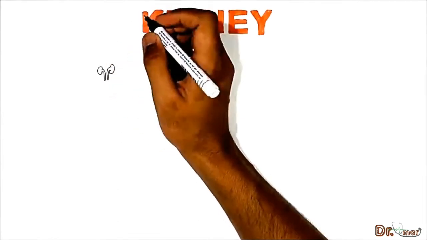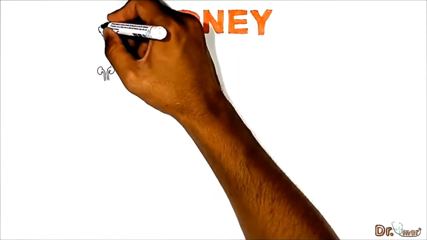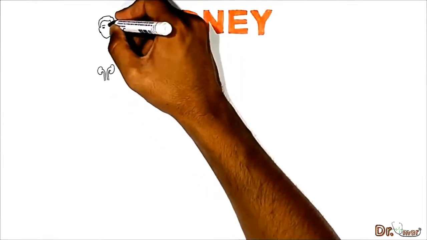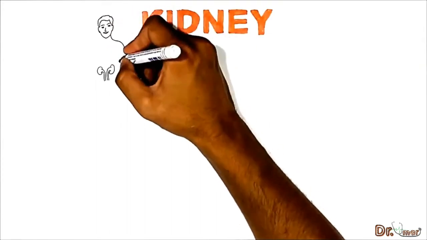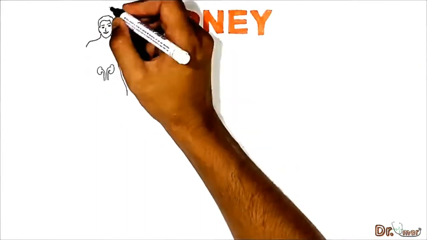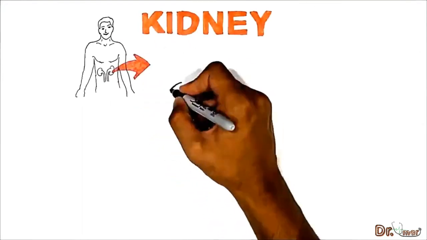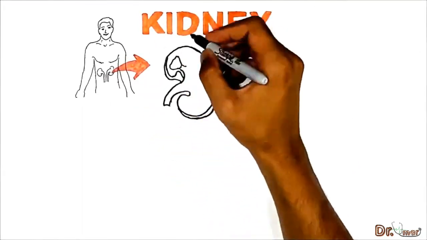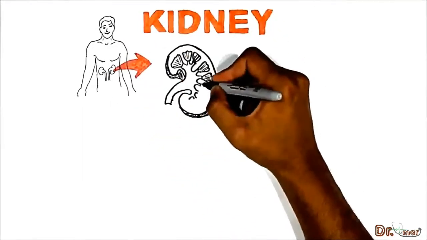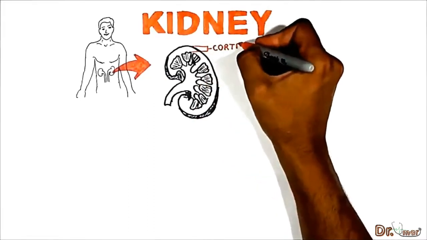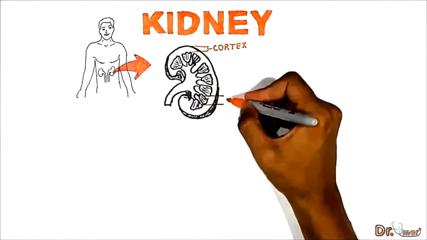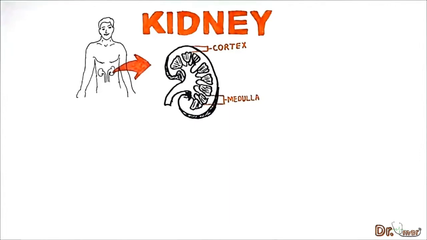The kidneys, a bean-shaped organ located at the rear of the abdominal cavity in the retroperitoneal space. If you look inside the kidney, you will see that it has an outer region, the renal cortex, and an inner region, the renal medulla.